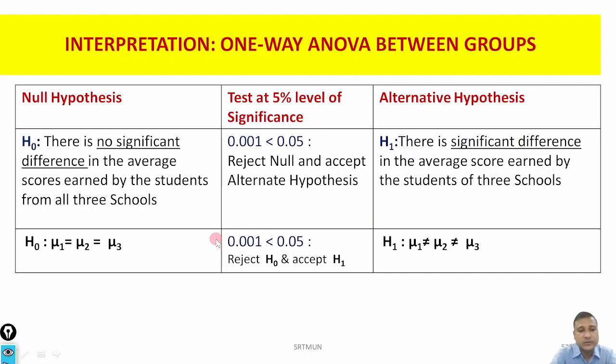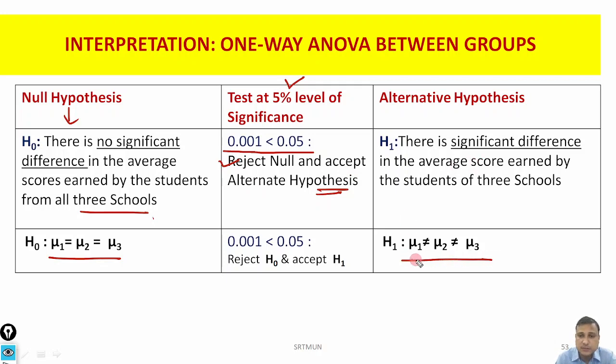So what about the interpretation? Again, what was our null hypothesis? The null hypothesis was that there is no significant difference in the average scores earned by the students from all three schools. So what is our test result? On the basis of p value, 0.001 is less than 0.05, so we reject the null and accept the alternate hypothesis. The alternate hypothesis is that there is a significant difference in the average score earned by the students of the three schools. So this is the way we read and interpret the result for one-way ANOVA between groups.